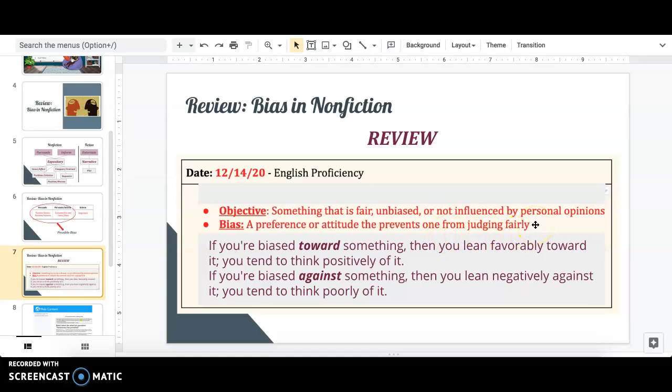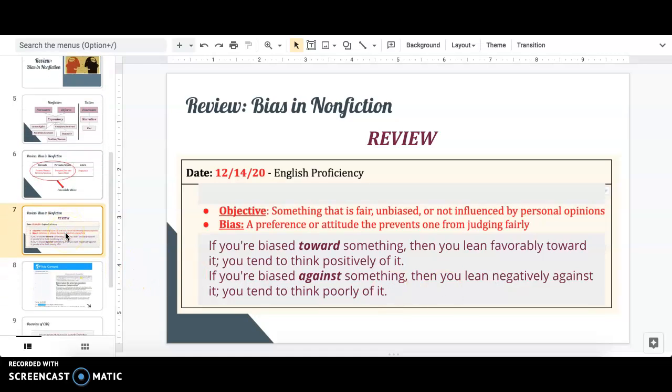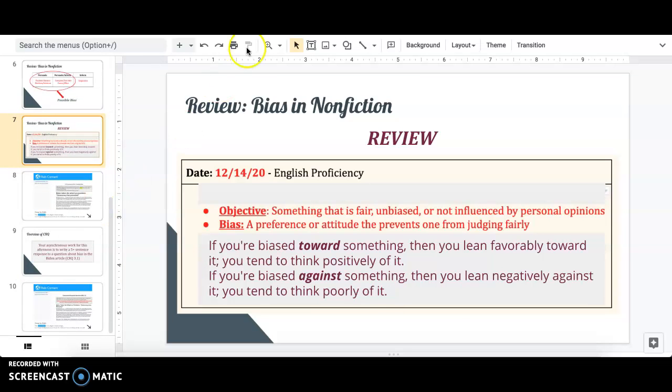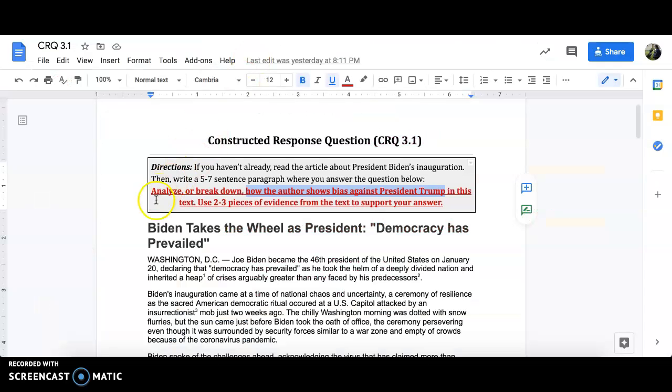So if you really like one TV show over the other, and someone asks you about the 2 TV shows, you are going to be biased towards one and show favoritism towards it. Okay, so if you say something is biased towards something, that means you favor it. You think positively of it. If you are biased against something, that means you think negatively of it. You are against it. Okay? So with those definitions in mind, I want us to take a look at the CRQ passage.